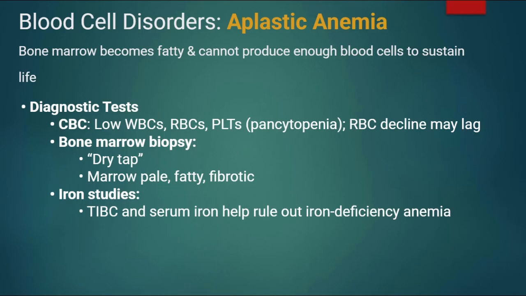Additional lab tests include the total iron binding capacity, TIBC, and serum iron levels. These help differentiate aplastic anemia from iron deficiency anemia. In aplastic anemia, iron levels may be normal or even elevated because the problem isn't lack of iron. It's that the marrow cannot use it to make red blood cells. For LPNs, the key role is to understand what these diagnostic results mean, recognize the severity of pancytopenia, and support patients through the biopsy and frequent blood draws.